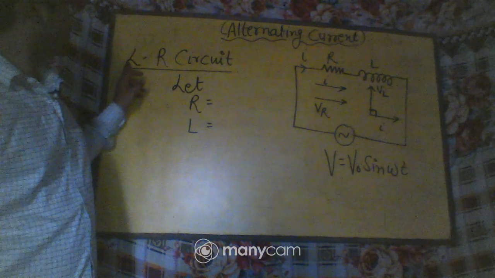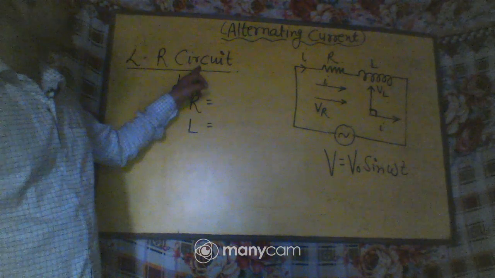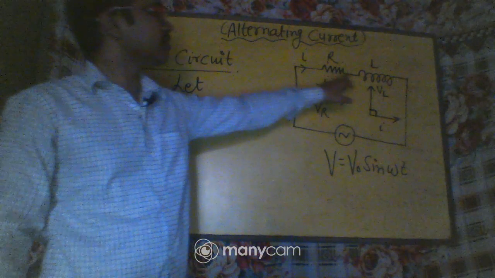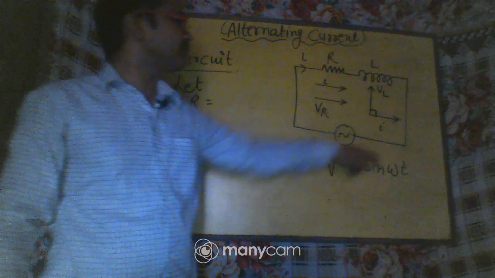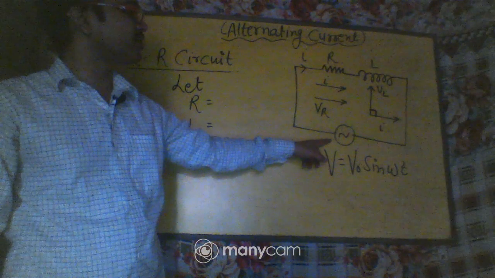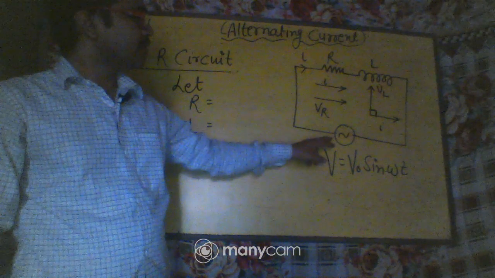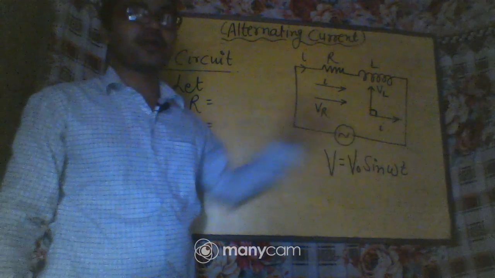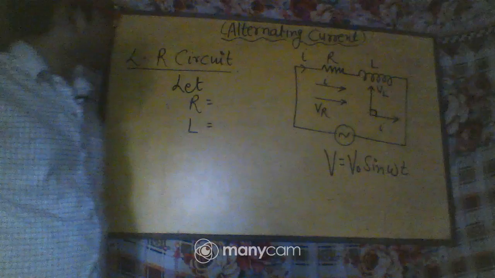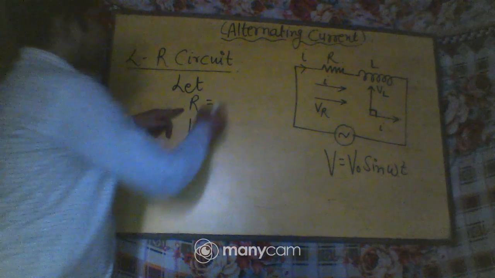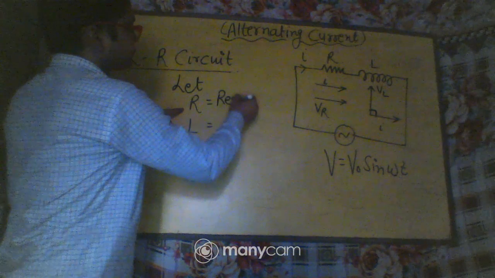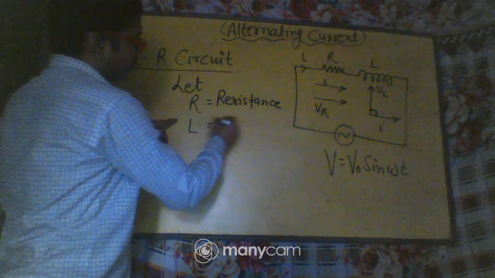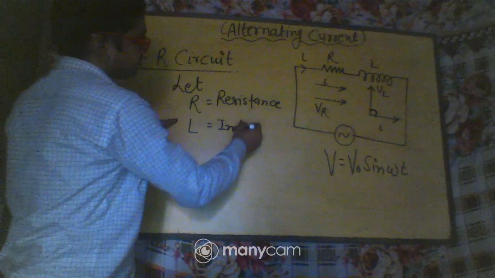So here is the LR circuit, a circuit which contains one resistor and one inductor in series connected with an AC source of EMF. We are taking the equation of this variable voltage as V = V0 sin ωt. Here R is the resistance and L is the inductance.